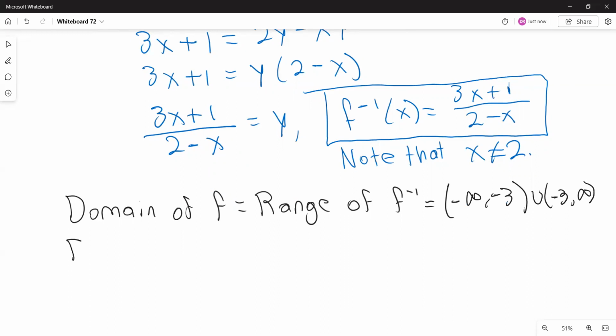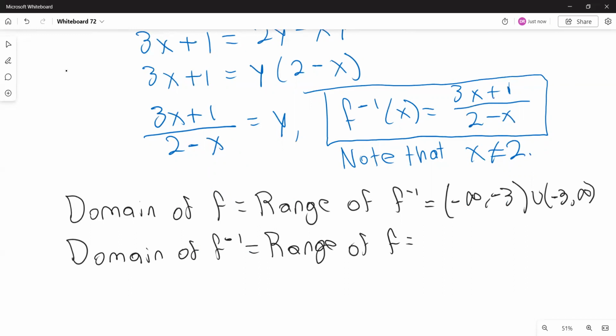And the domain of the inverse is the range of the function. Okay, so the domain of f inverse is everything but 2. So that's negative infinity, comma 2, union 2 to infinity.